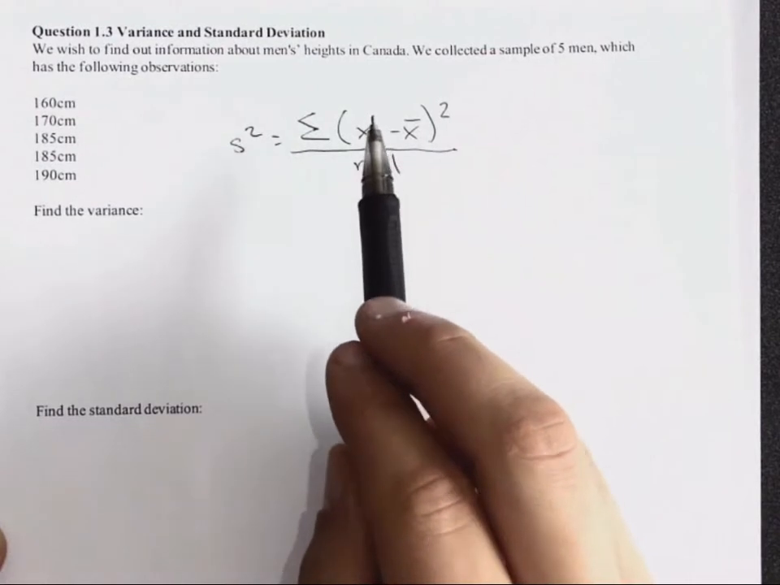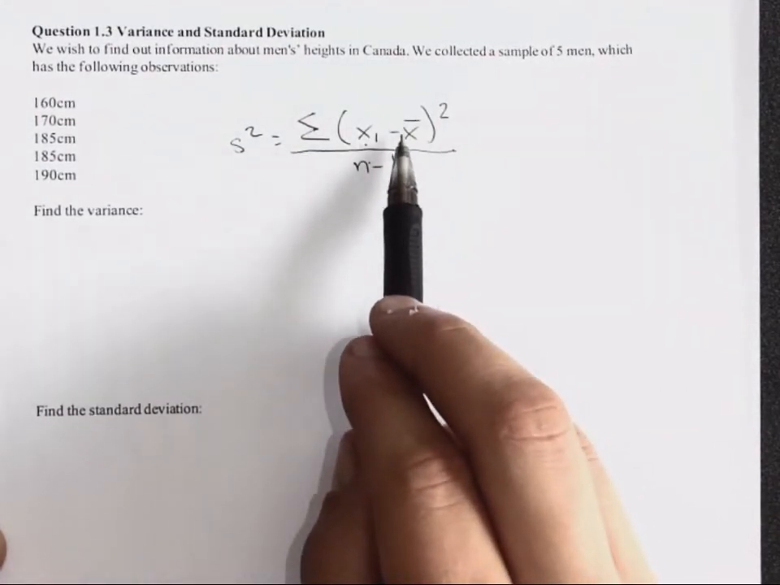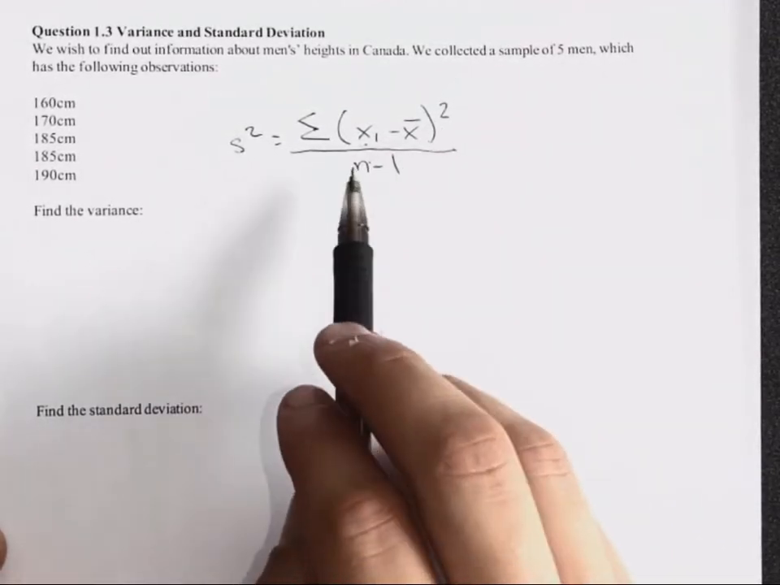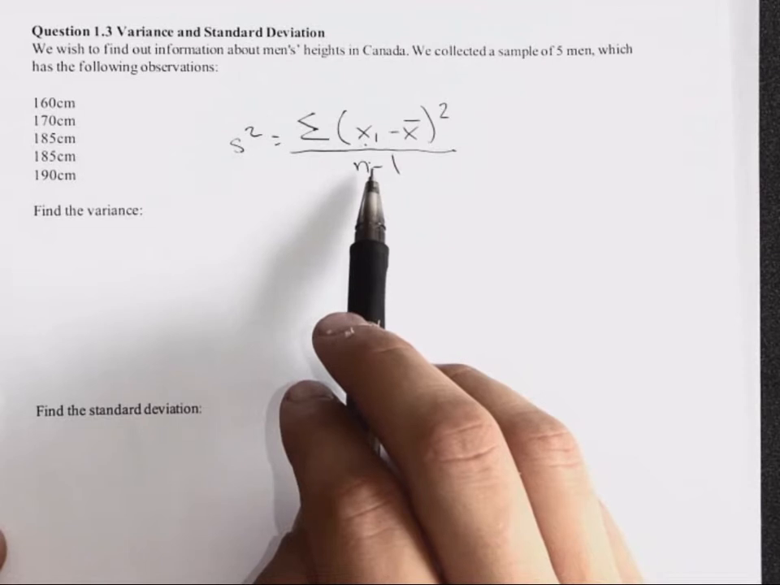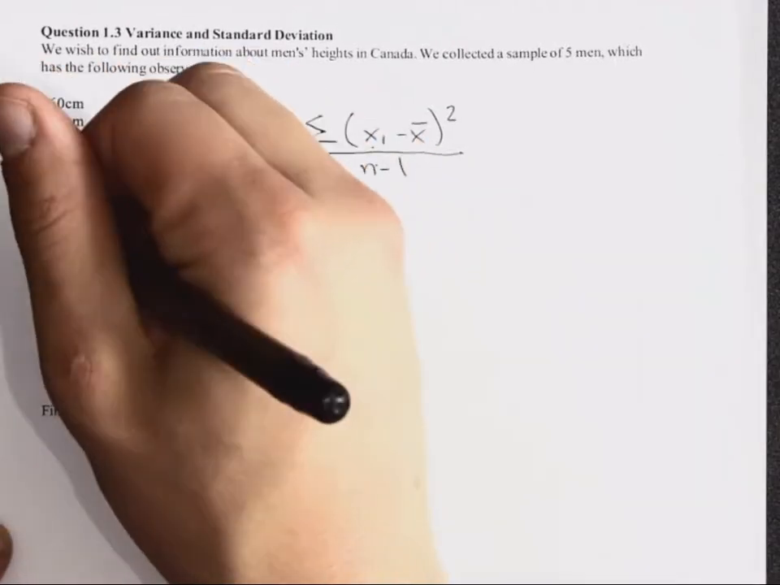So we're going to take our observations individually, subtract the mean from them, and we are going to square them. We will take those amounts and divide them by n minus 1. So we can begin again here.